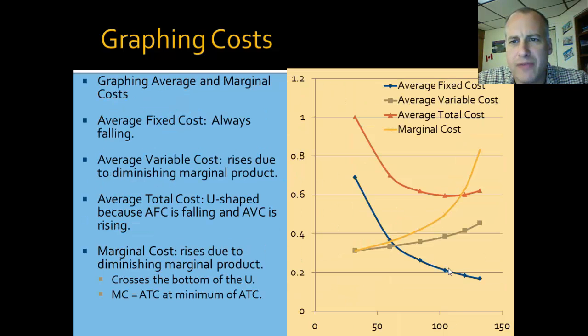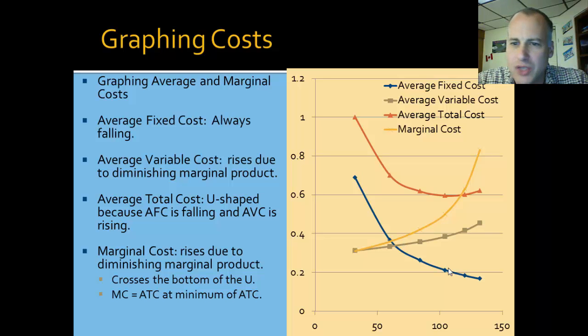If we look at a graph of our average cost curves and our marginal cost curves, we can see some interesting patterns here as well. The first one we'll start with is average fixed cost. And note that average fixed cost is always falling. The numerator is fixed cost, and that doesn't depend on output. And the denominator is output, the quantity. So the more we produce, the more we can spread our fixed costs over.